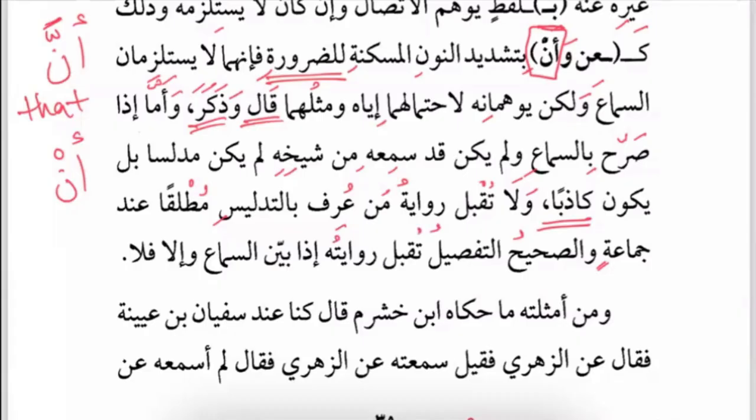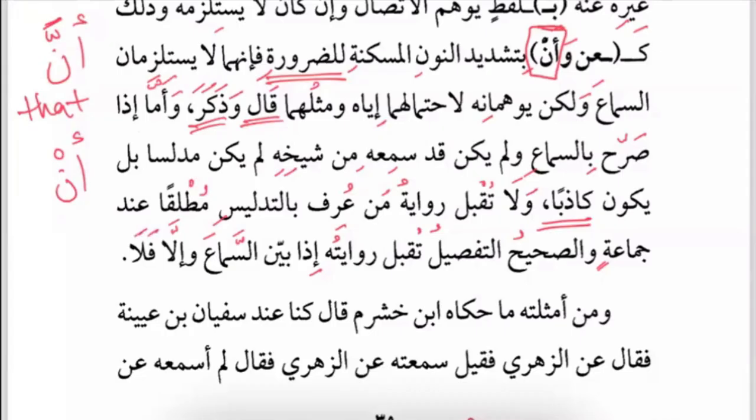تقبل روايته إذا بين السماع. The rigger or the trickster, his narration will be acceptable if he clarifies that he actually heard. We're talking about someone who is known for being a trickster. Yani, they caught him, so now it's known he's a trickster in his narration. So his narration will not be accepted unless he clarifies explicitly that he heard. وَإِلَّا فَلَا. Or else it will not be accepted.